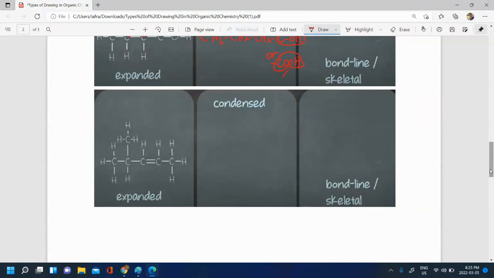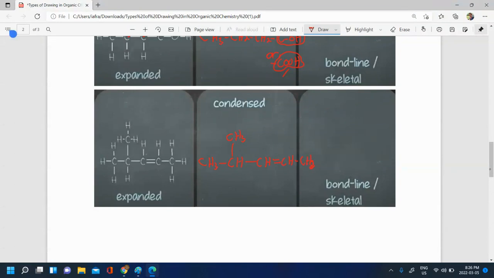Let's try the next example here. So we'll do condensed first, starting from the left side. We have CH3, then a CH, then connected to that going to the top, we have a CH3 over here. Now over here we have a CH connected with a double bond, then another CH, and then a CH3.